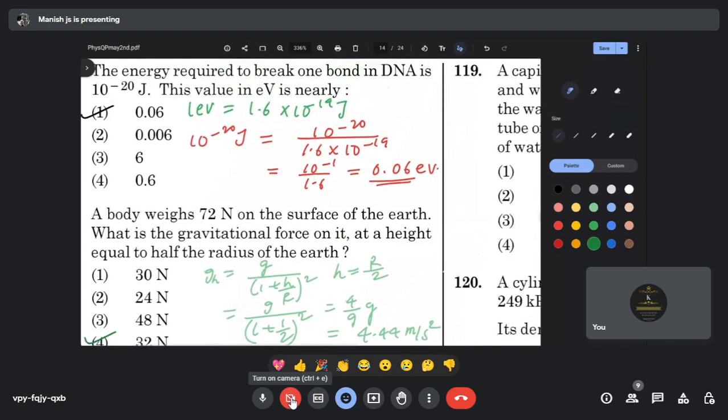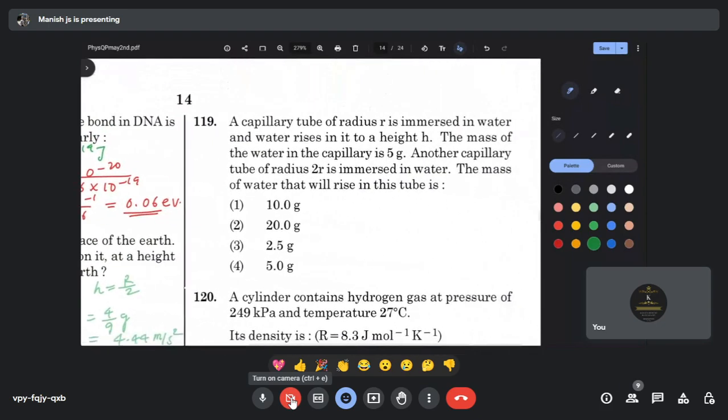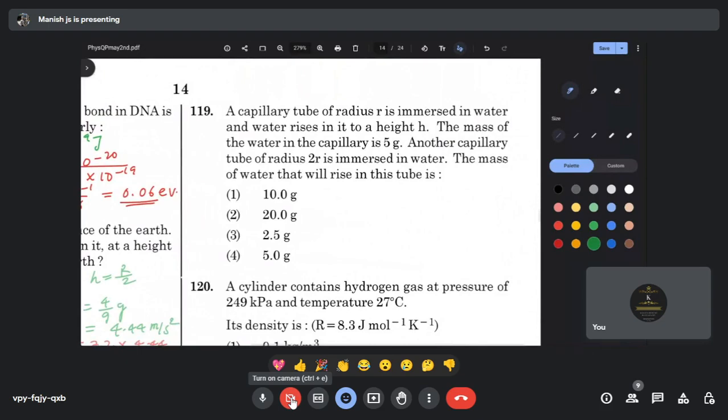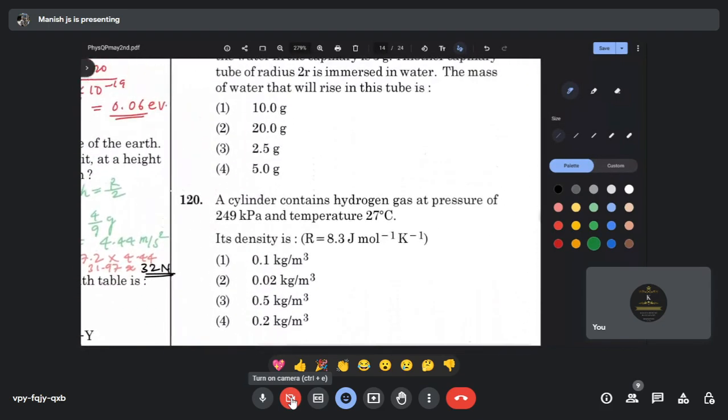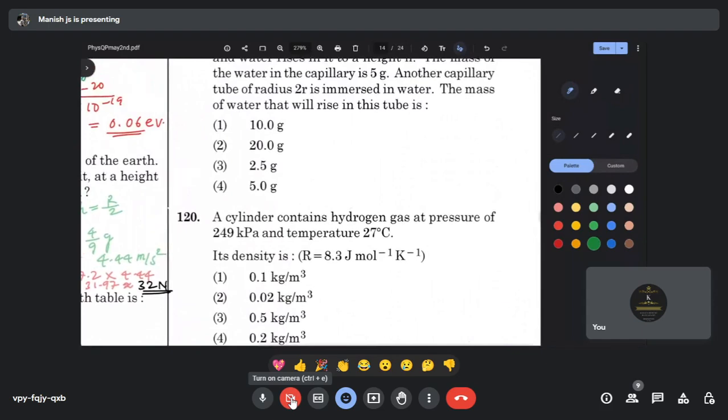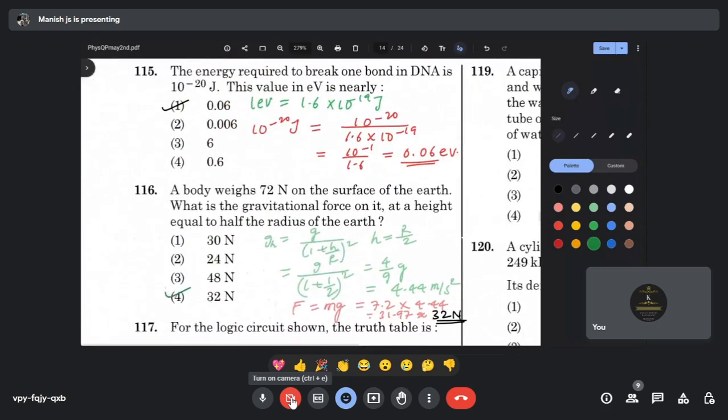Yes, sir. In the exam, gravity related questions are very important. Like this, you have so many types of questions which are there. Okay. Fine. So we're almost done for today. So I think we'll wind up.